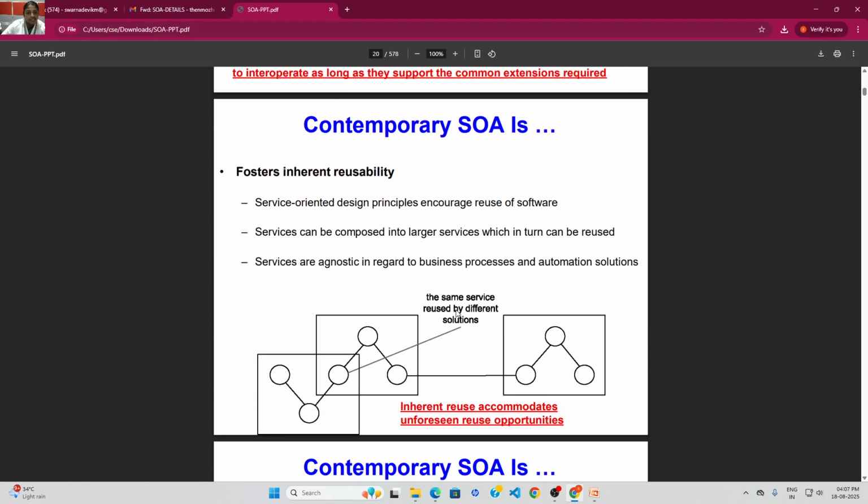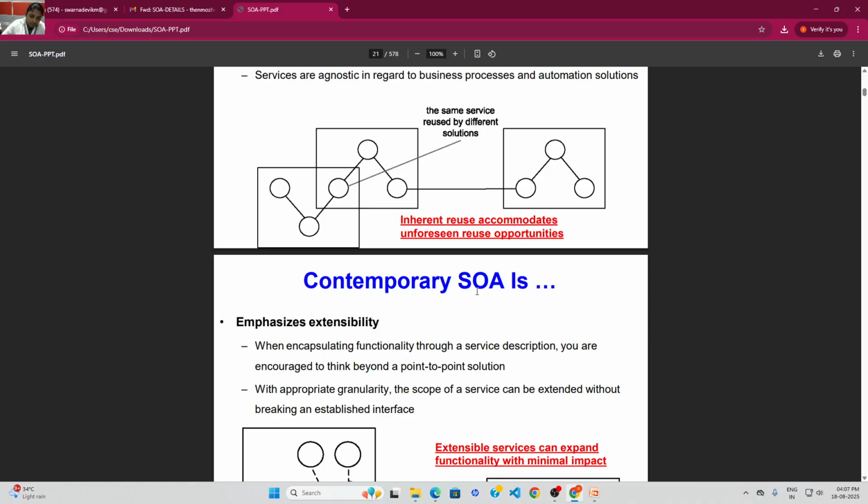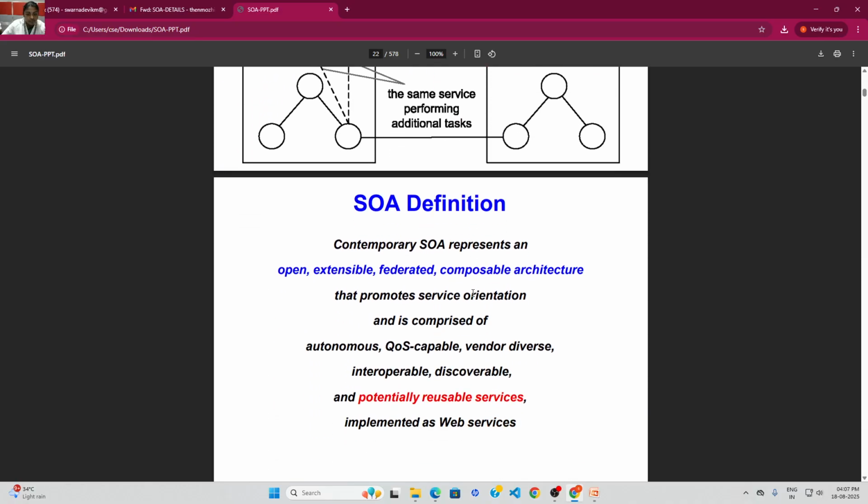Next one, fosters reusability. The principles are designed to encourage the reuse of functions, and to be composed in larger services, they will be reused. Many functions are used. And next one, what is the definition of SOA? It represents an open, extensible, federated, composable architecture. These functions are enumerated.